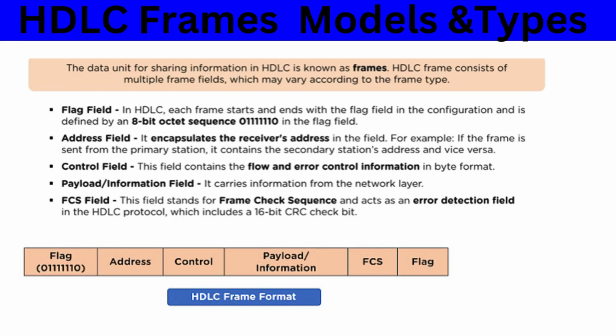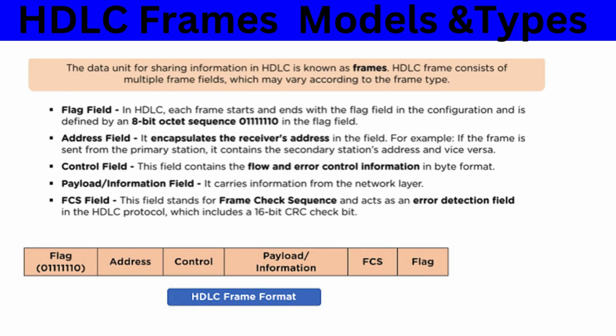And moving on, the address field. It encapsulates the receiver's address. For example, if the frame is sent from the primary station, it contains the secondary station's address and vice versa. And moving on, the control field. This field contains the flow and error control information in byte format. And moving on, the payload or information field. It carries information from the network layer.